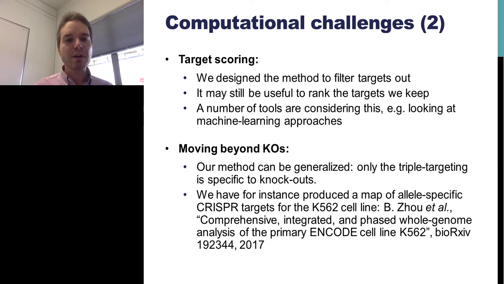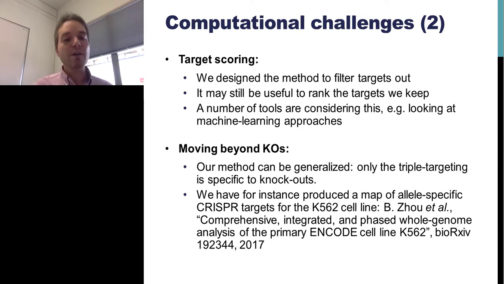The other thing we're working on is target scoring. We designed the method to filter out targets, so all the ones that are left we're fairly happy with, but it might still be useful to rank the ones that we keep. It's not that we think they're all going to be equally efficient; there might still be things that differentiate them. There are some tools that have efficiency scoring, for instance using machine learning, and we're trying to see how we can incorporate elements of that into our method.